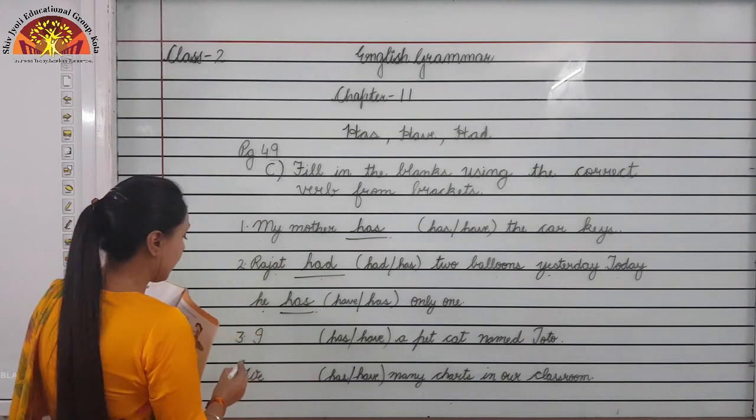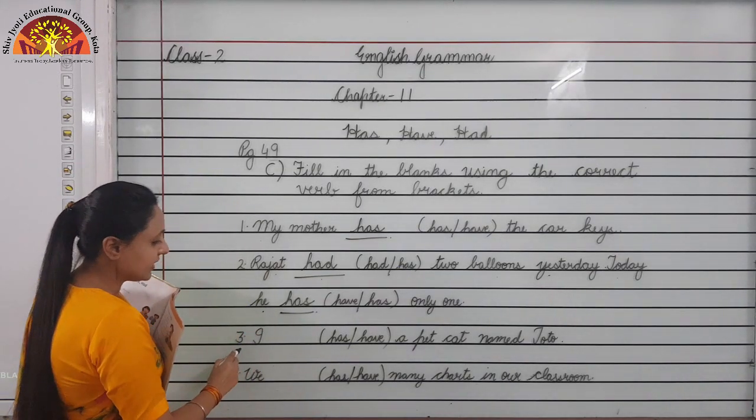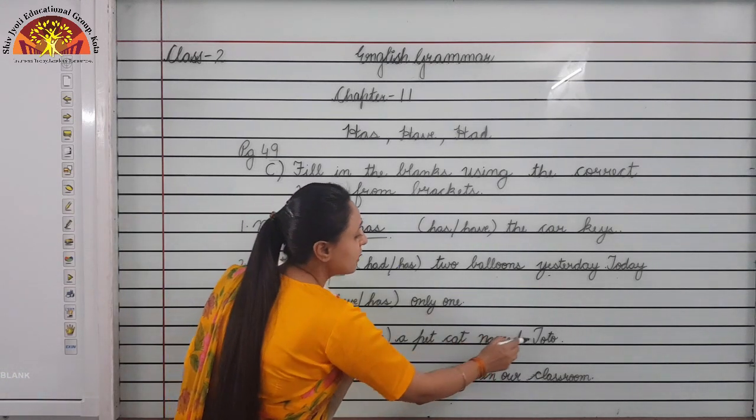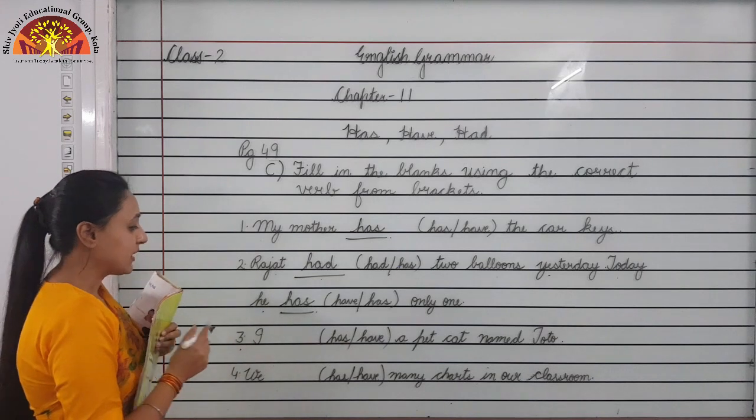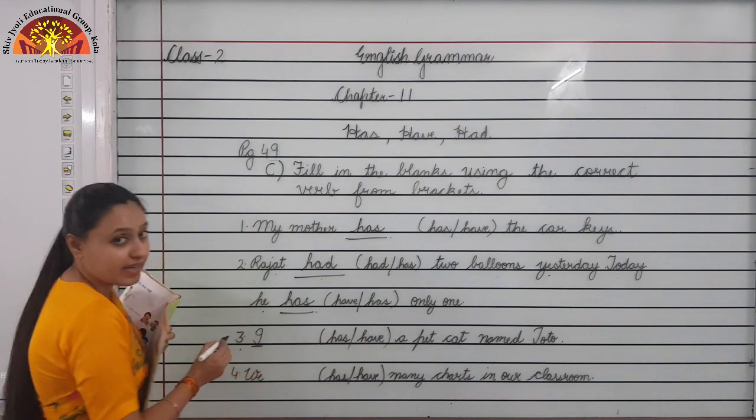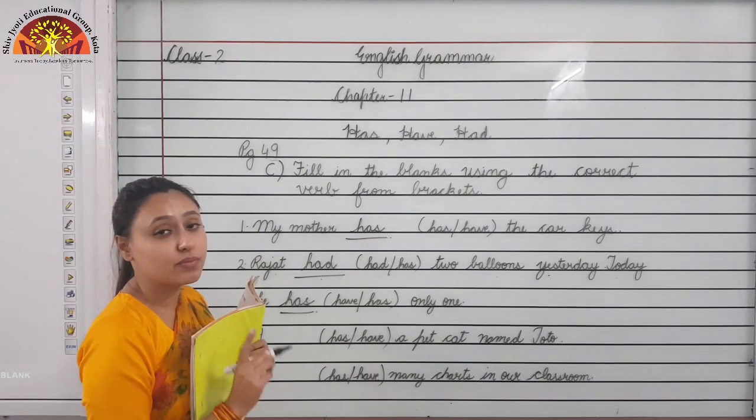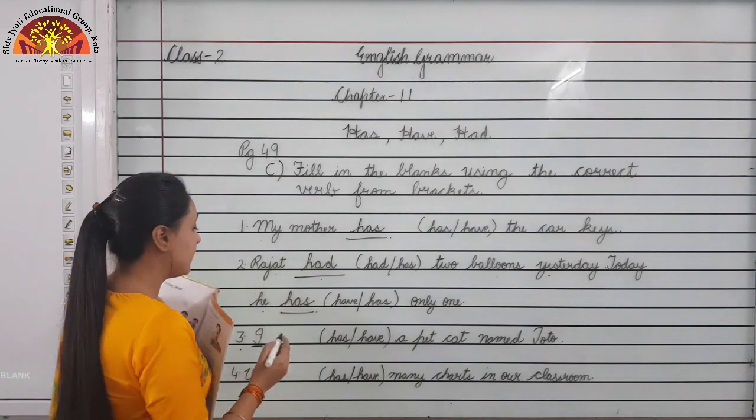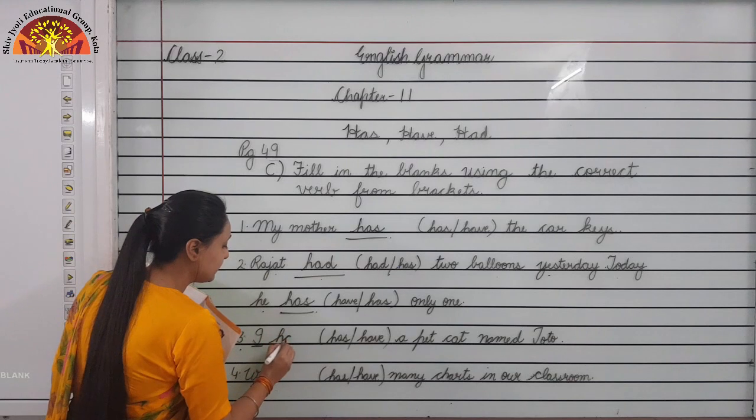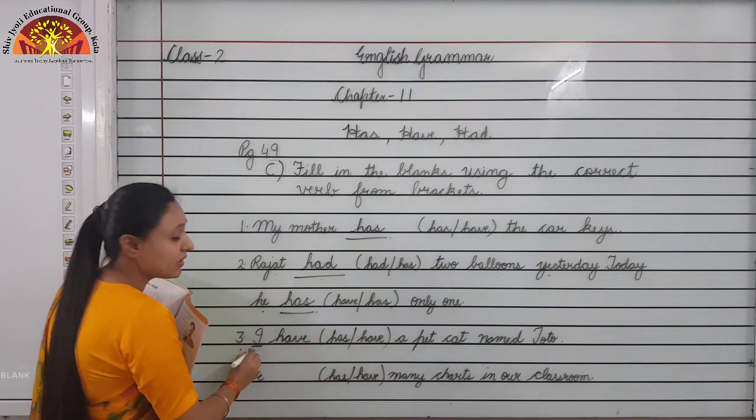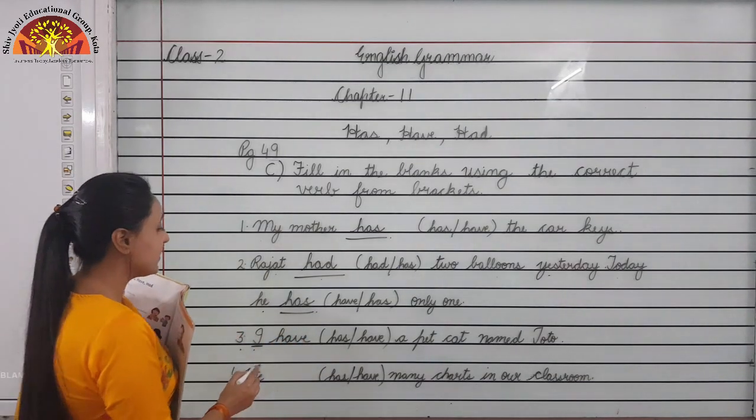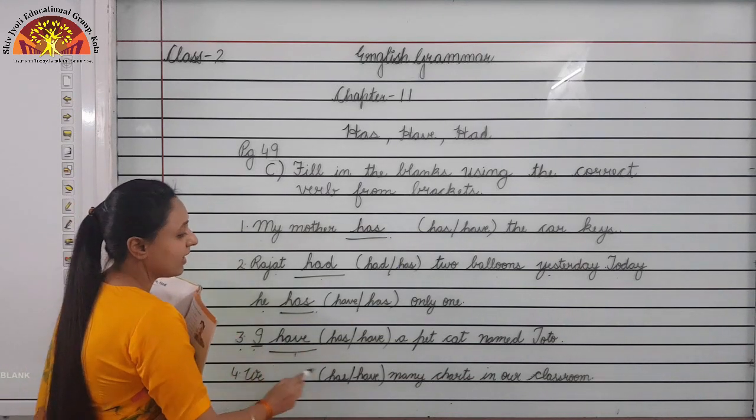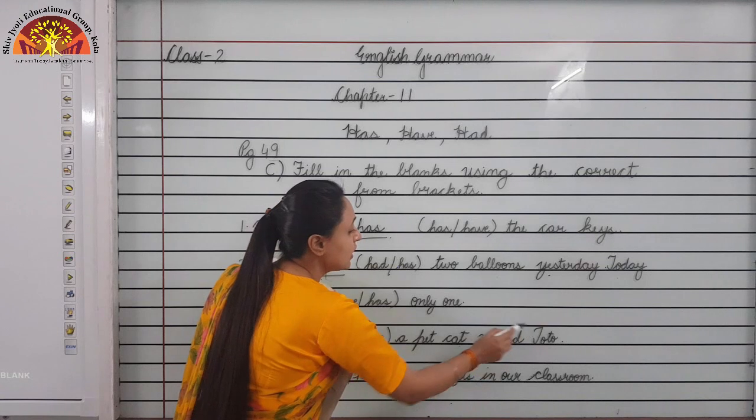Okay. Now look at number 3. I dash a pet cat named Tutu. So here we are using I. So we have learned that with words like I or you, we always use have. Okay. With the pronouns I and you, we always use have. Okay children. So the sentence is, I have a pet cat named Tutu.